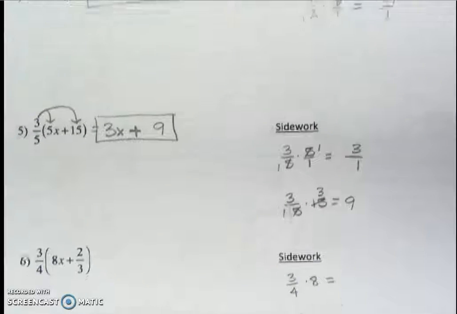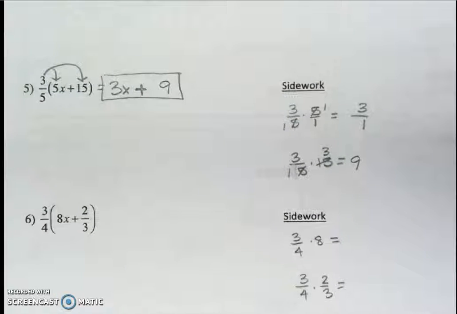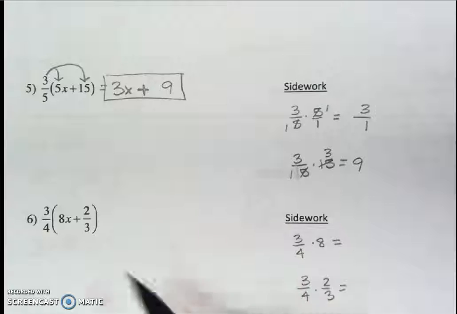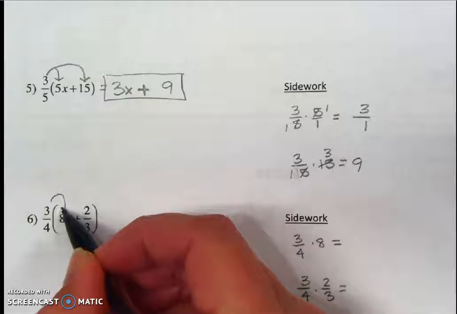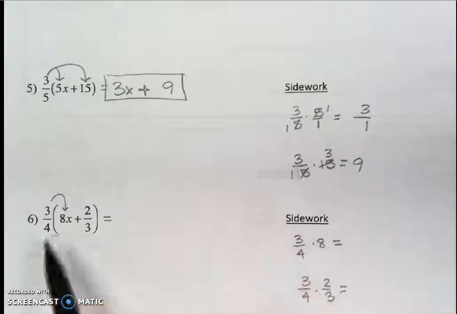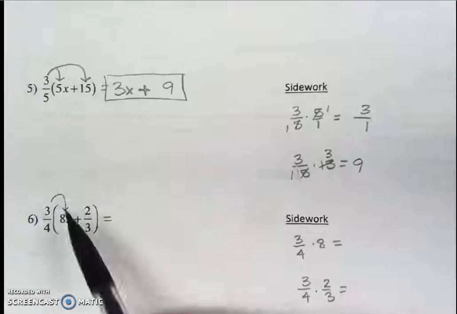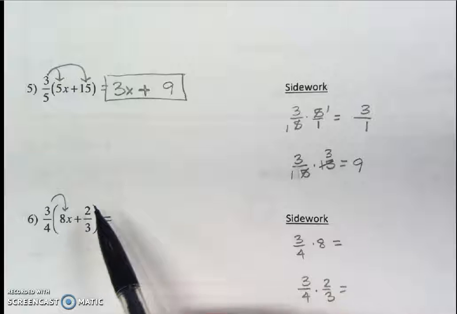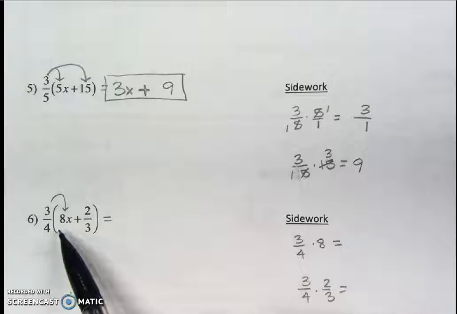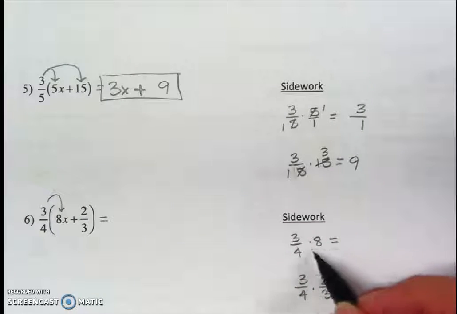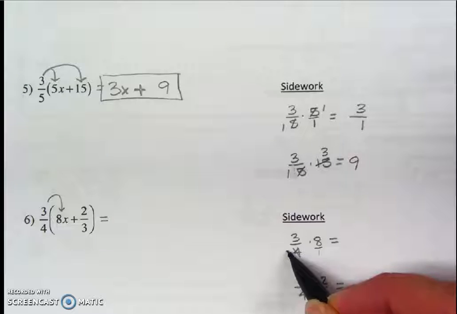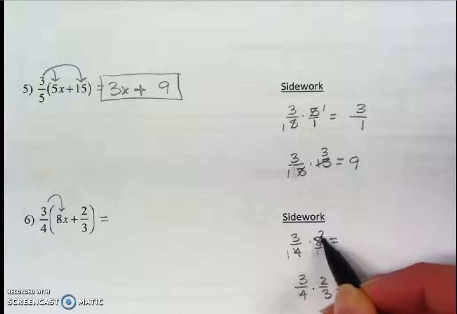Okay, on to the next one. This isn't so bad. You guys know how to do this. Next, we're distributing in a 3/4. So 3/4 is going to go to the 8x first. Notice I only draw in one arrow at a time, and I work stuff out before I draw in my next distribution. So let's work this one out. 3/4 times 8x means I'm really multiplying 3/4 times 8. 4 goes into 4 once. 4 goes into 8 twice.